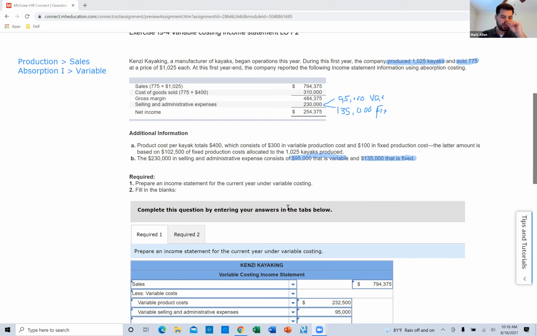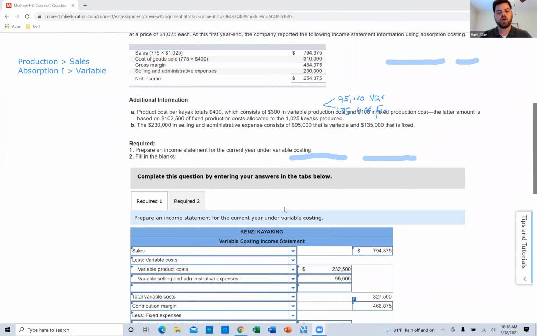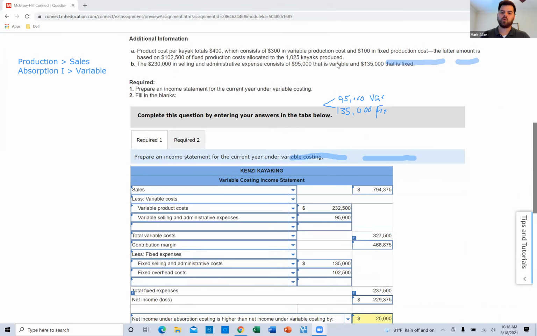So now that we've read the question, we're ready to actually see what they want. We've read the situation, we've analyzed it, we've done a lot of good work already. Now it's time to start putting those numbers into the actual question. So first, prepare an income statement for the current year under variable costing. Variable costing is the one where we start off with sales and then we back out variable costs.